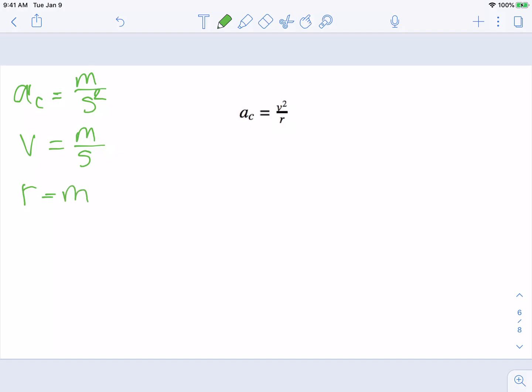So let's take a look at this one. On the left-hand side, the units for acceleration are meters per second squared equals velocity is meters per second, so I have meters per second, and that unit would be squared. And then in the denominator, I have meters. Now, I'm using this as a little fun algebra practice for you too.